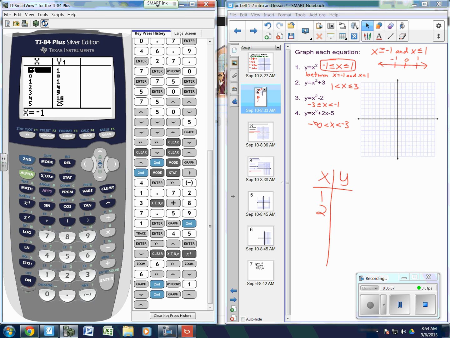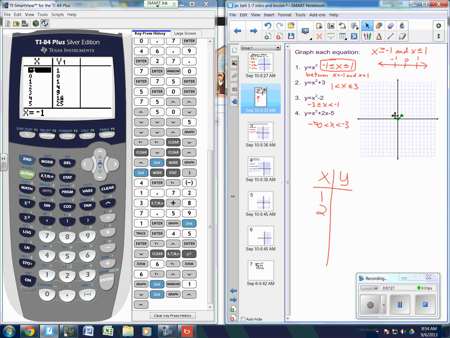So I can go to my graph. I can plot negative 1, comma 1, which is right here. I can plot 0, comma 0, and 1, comma 1 right there. I have the part of my parabola that is going to be between negative 1 and positive 1. Okay? Do we understand that?